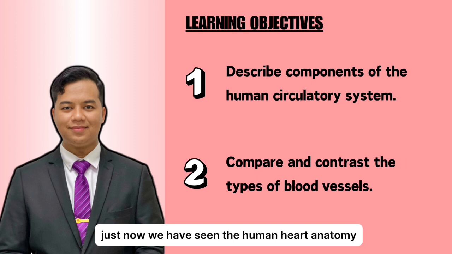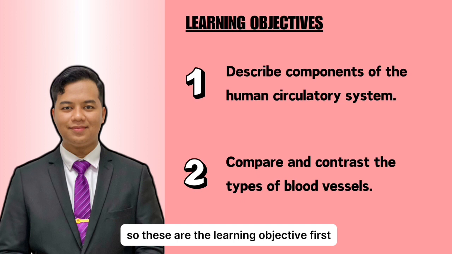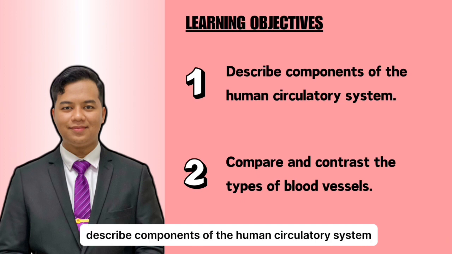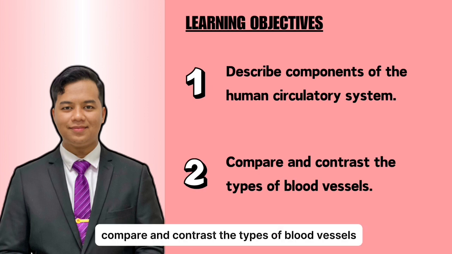Just now we have seen the human heart anatomy. So these are the learning objectives. First, describe components of the human circulatory system. Second, compare and contrast the types of blood vessels.